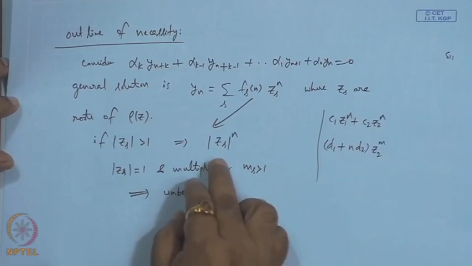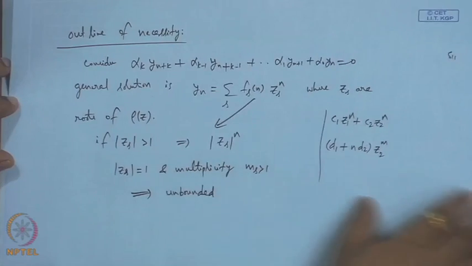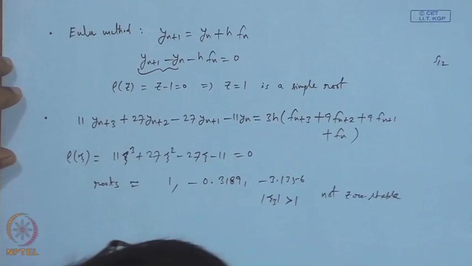So, the root condition plays a vital role, as in the outline I have given. If one of the root magnitudes is greater than 1, then the solution is unbounded. Therefore, the root condition becomes a necessary and sufficient condition for a method to be zero stable. We will learn further details about this in the next lectures.